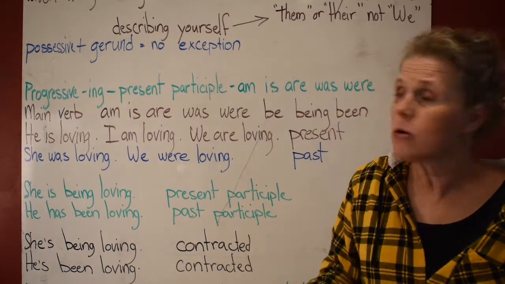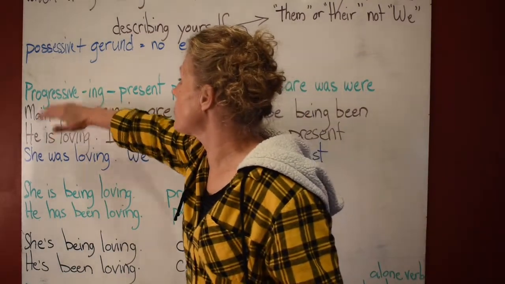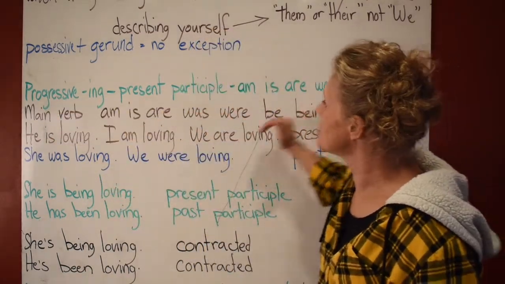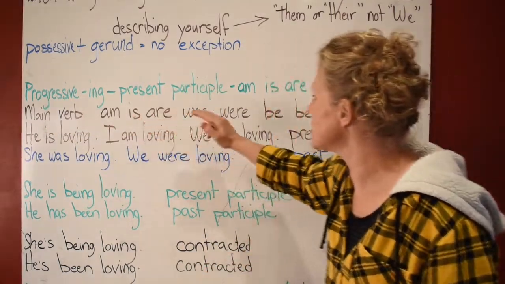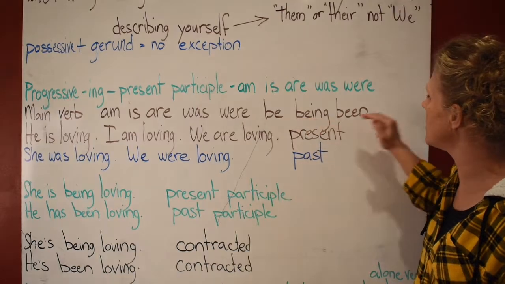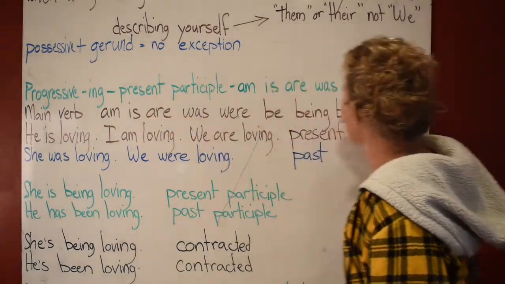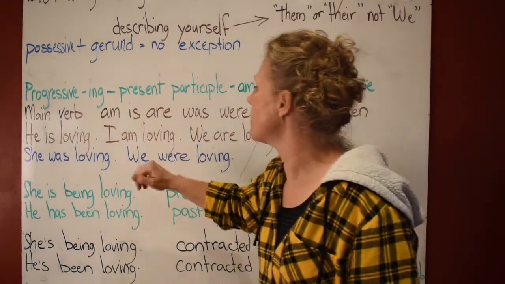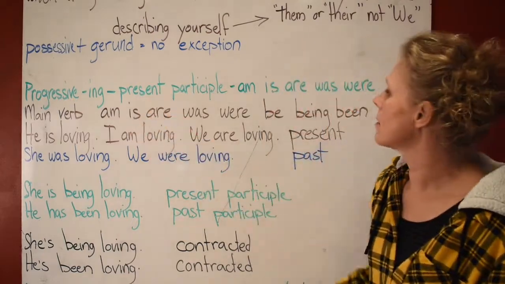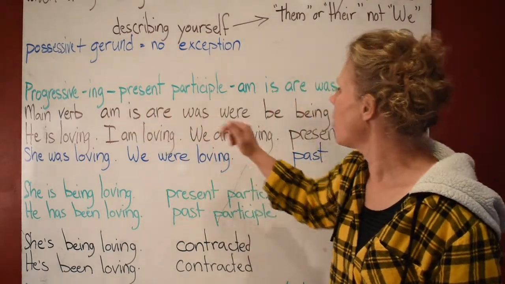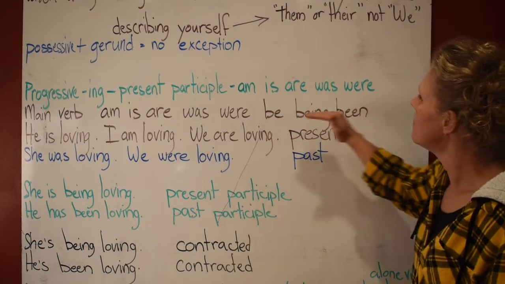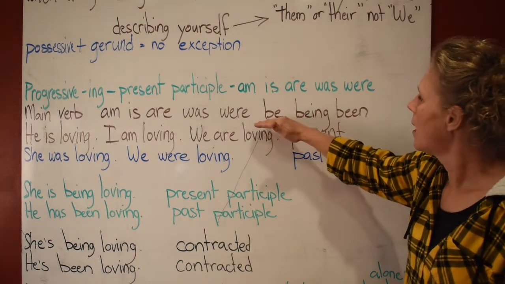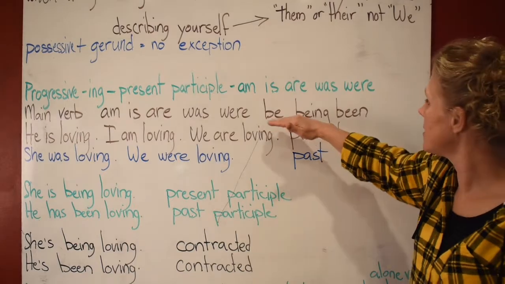Okay, so now we have our progressive verbs with our INGs, but then we also have our main verbs that stand all by themselves. We have am, is, are, was, were, be, being, and been. These stand all alone. I am, she is, we are, he was, we were. A bit trickier: be, being, and been. I will be. They stand alone.